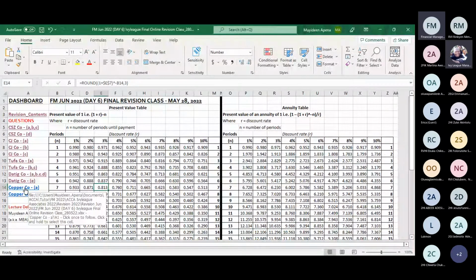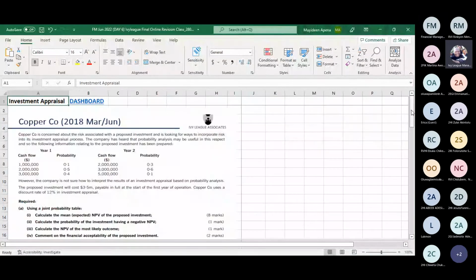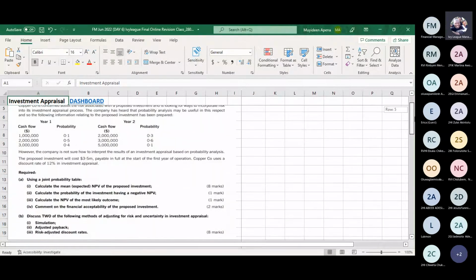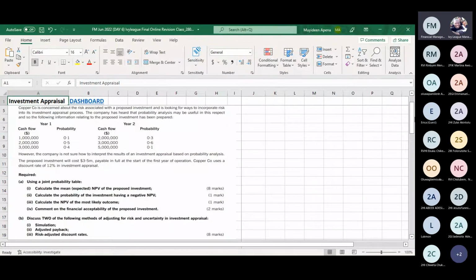All right, so let's look at it quickly. Copperco is the question. This is on investment appraisal using a joint probability table. Now calculate the following. Calculate the mean or expected NPV of the proposed investment, 8 marks. Calculate the probability of the investment having a negative NPV, 1 mark. Calculate the NPV of the most likely outcome, 1 mark, and then comment on the financial acceptability of the proposed investment.